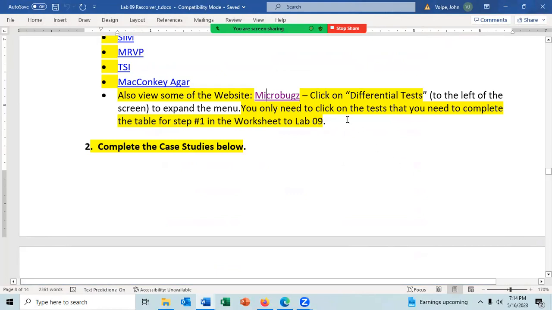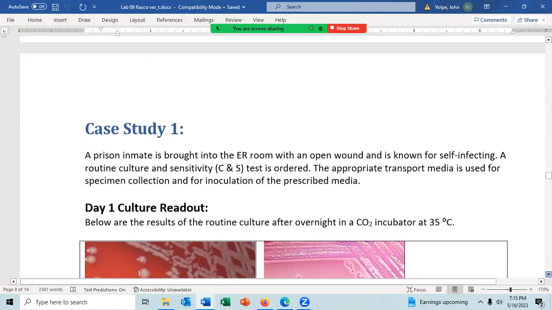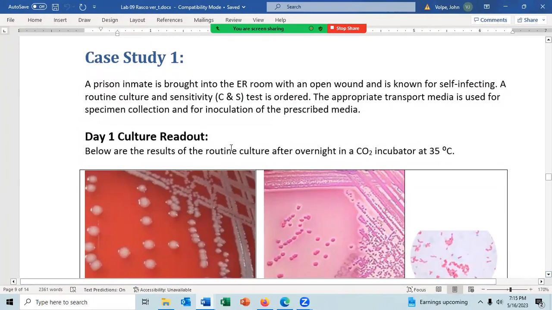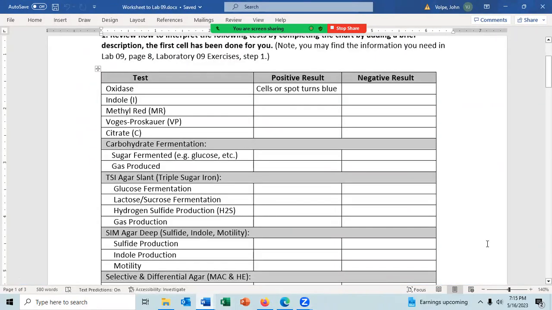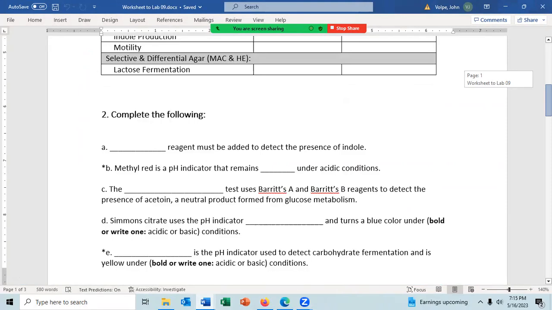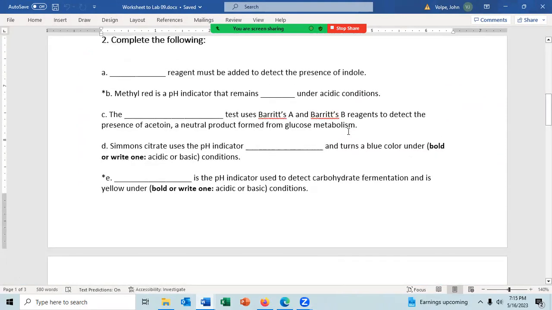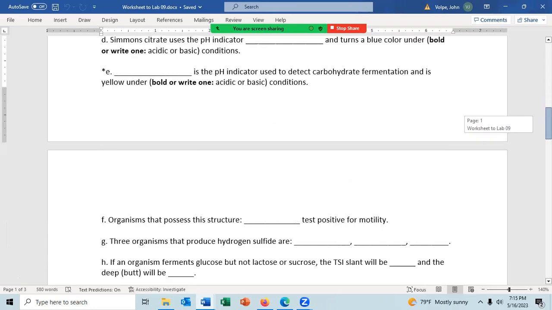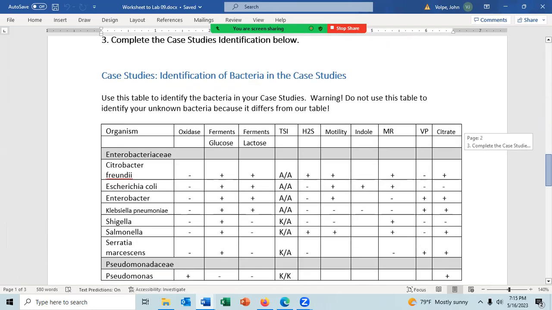So fill in the table, fill in the worksheet to Lab 9, and then do the case studies. Case studies, the information is below. Where you record the information is in the worksheet. So you need to fill in the answers to part two of the worksheet, A2A, what reagent must be added to detect the presence of indole? So put in that agent there. Scroll down to the case studies.